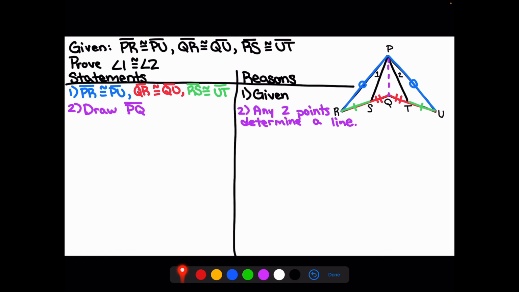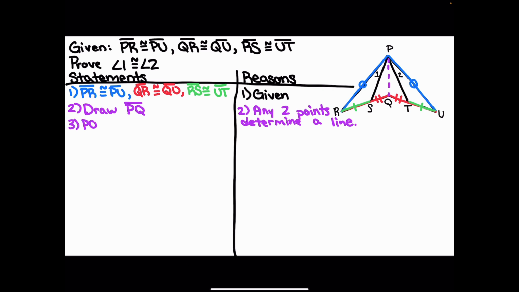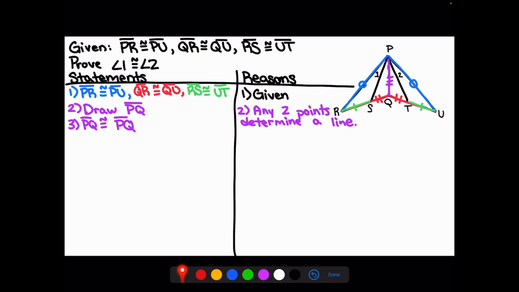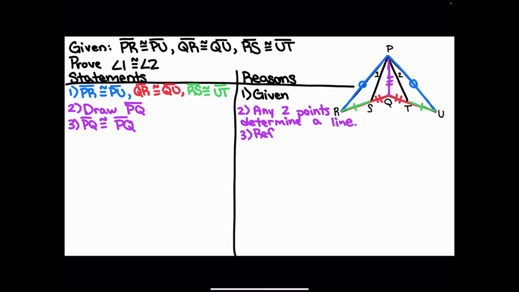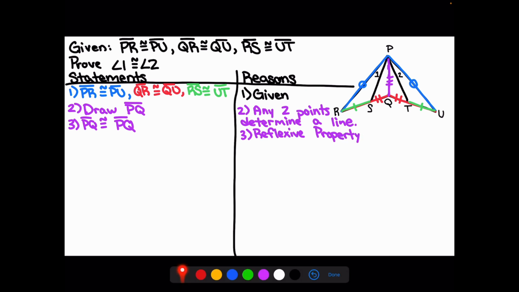Now, this new line that we just drew is shared by both large triangles. So I can go ahead and say that PQ is congruent to PQ. And the reason that we can say this is the reflexive property. Anytime that something is congruent to itself, it's always by the reflexive property. Now, at this point, we should be able to prove that these two large triangles are congruent.